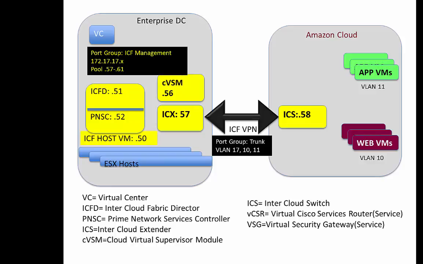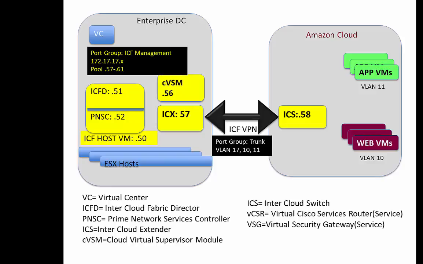ICX and ICS is the tunnel we just created to make the VPN tunnel between your private cloud and the public cloud. At this stage, we're going to provision the app VM and web VM. They are test VMs, and we decided on VLAN 10 and VLAN 11: 11 for app and 10 for web.